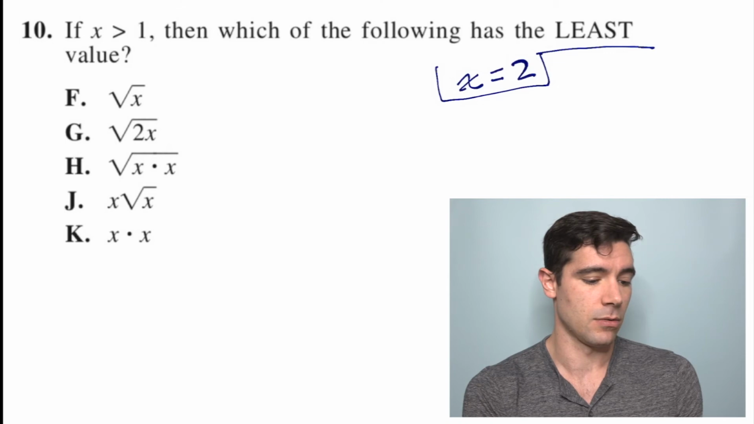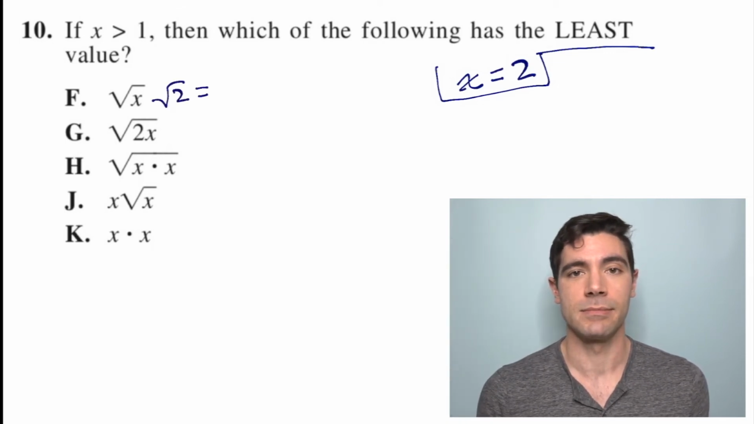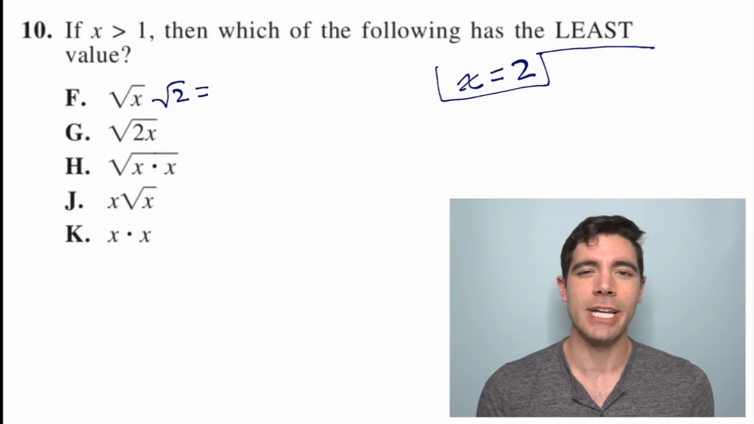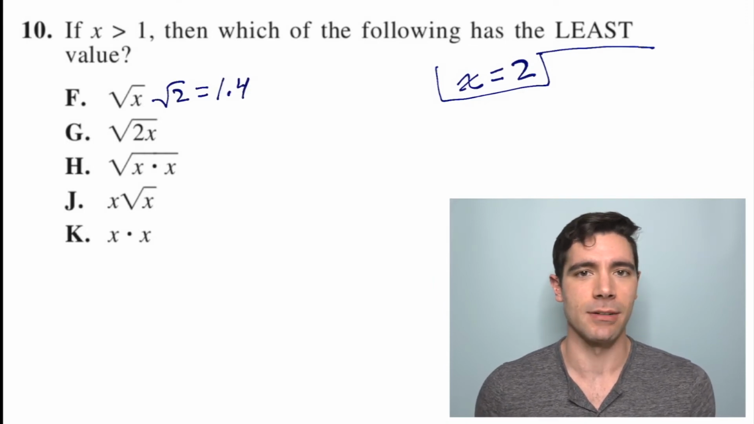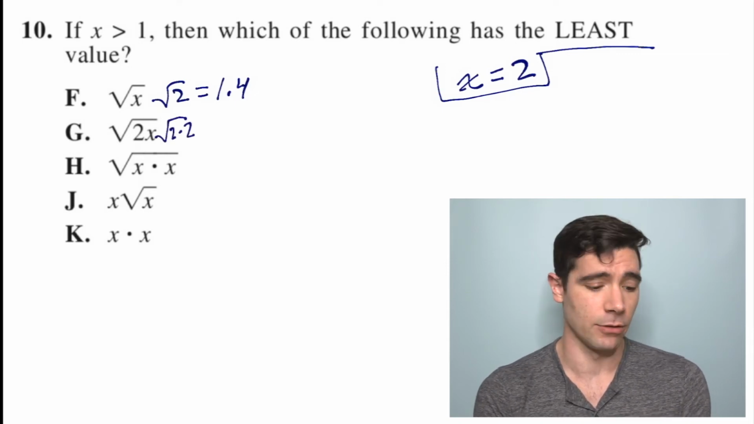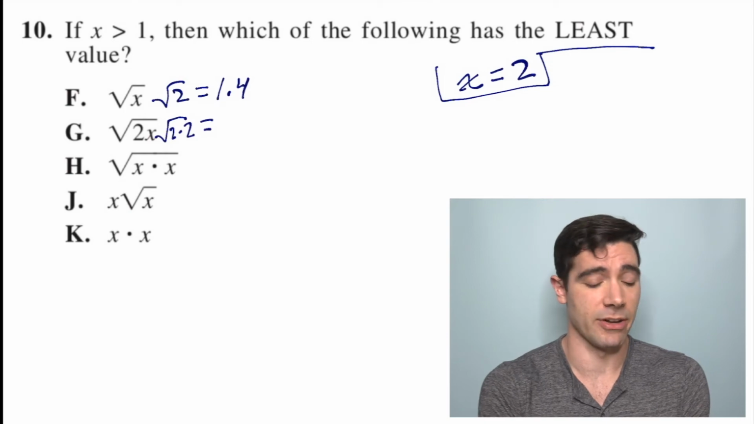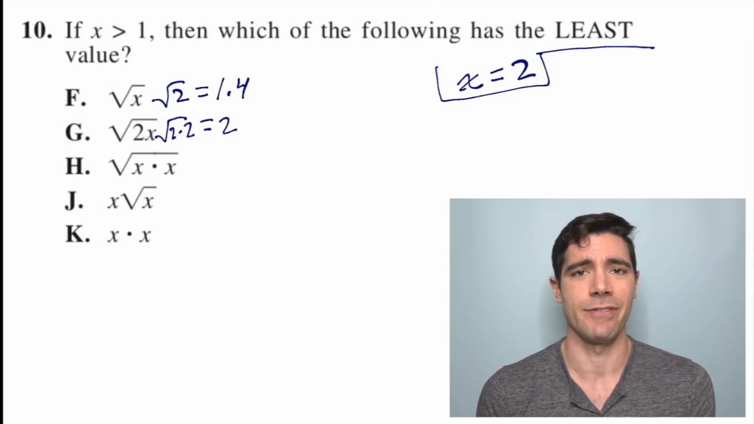So F would be radical 2. All right, well, we live in an exciting time, so why don't we put that in our calculator? So it looks like F gives us about 1.4. All right, well, let's continue on down. G, radical 2x. Well, x was 2, right? So that'll be radical 4, which is, you can check your calculator, but it happens to be 2. All right, cool. Well, then the answer is not G because F is less than that.